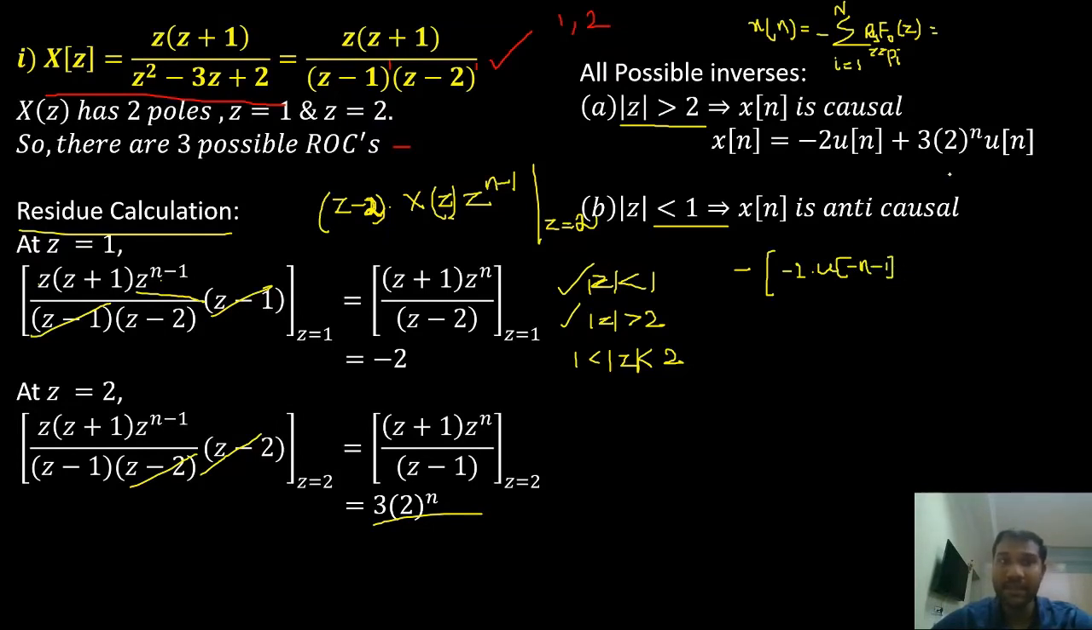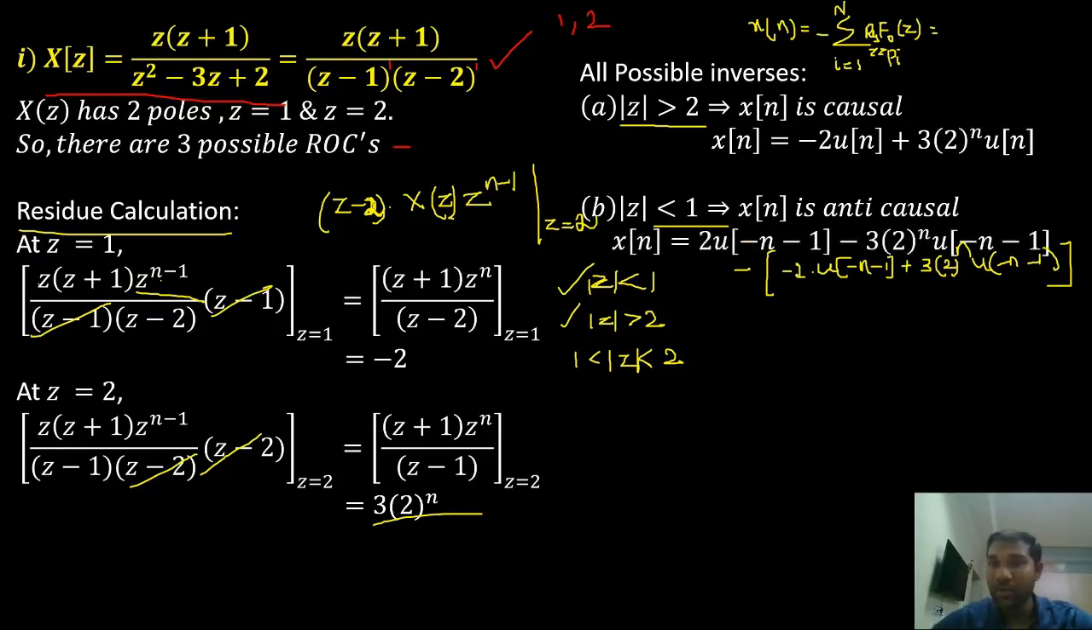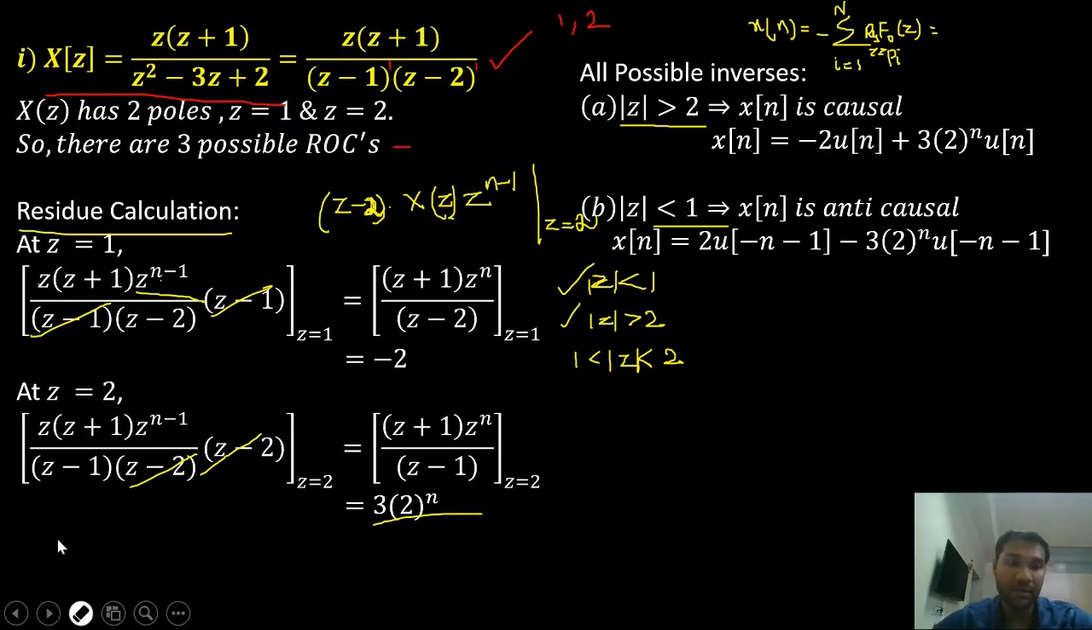And then my second residue is 3 into 2 power n. Since it's anti-causal, I'll use u of minus n minus 1. So now if I multiply this minus inside, what will I get? 2 into u of minus n minus 1 minus 3 into 2 power n u of minus n minus 1. That is how I'll get the Z inverse for the second ROC.